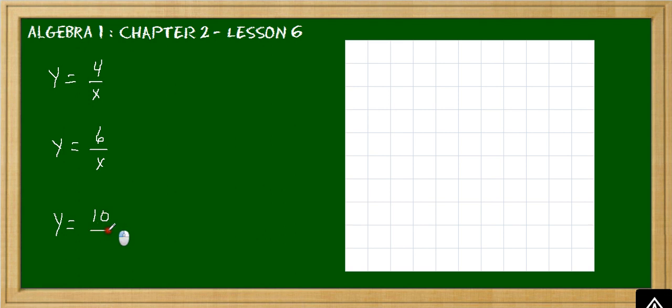Now, I know we've done this before in our other lessons, trying to determine how that a value affects the graph. And now we're looking at the same thing when it comes to inverse variation. So let's put an x and y table for each of these.